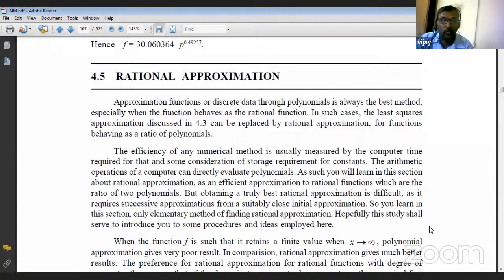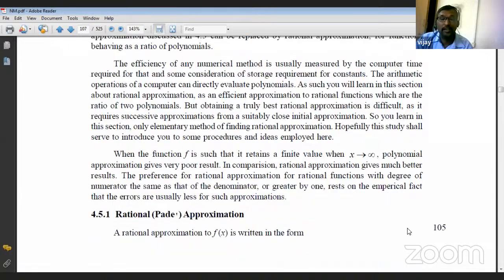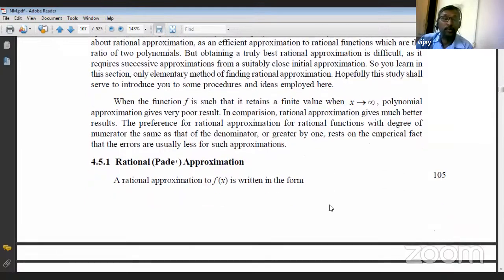Hopefully this study shall introduce the procedures and ideas here. When the function f reaches a finite value as x goes to infinity, polynomial approximation gives a very poor result in comparison; rational approximation gives much better results. The preference for rational approximation is an empirical fact: the errors are usually smaller, with the numerator of the same degree as the denominator.